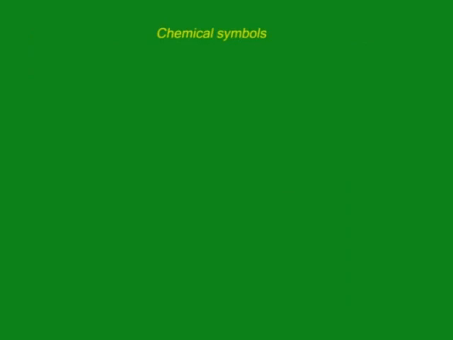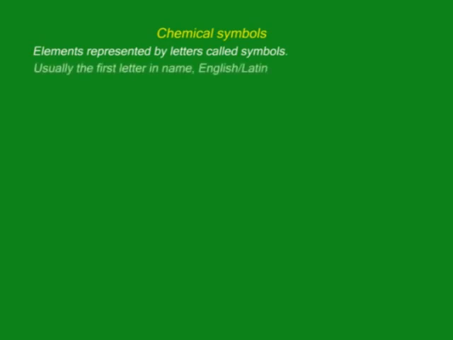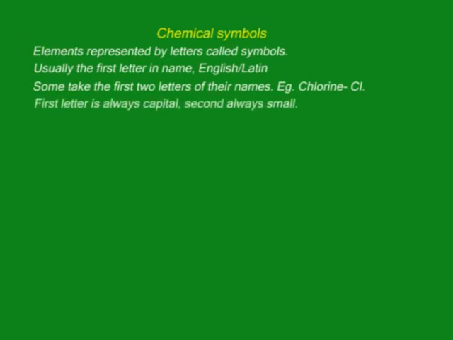We now turn and look at chemical symbols. Elements in chemistry are represented by letters called chemical symbols. The symbols are usually the first letter of the element's name in English or Latin. However, some elements share the first letters, for example carbon and chlorine. And because of this, some elements have their symbols taking the first letter and another letter from its name. For example, chlorine will be Cl. Important to know is that whenever the chemical symbol has two letters, the first one is always a capital and the second one is always a small letter.